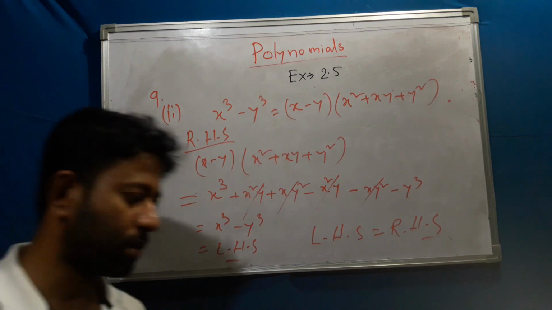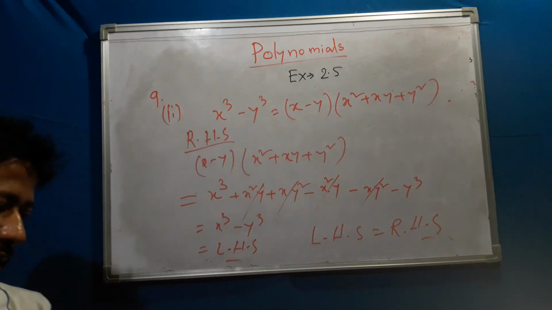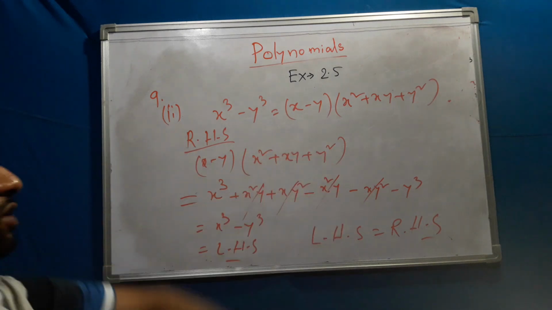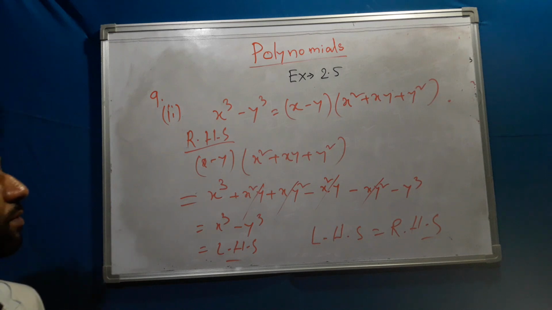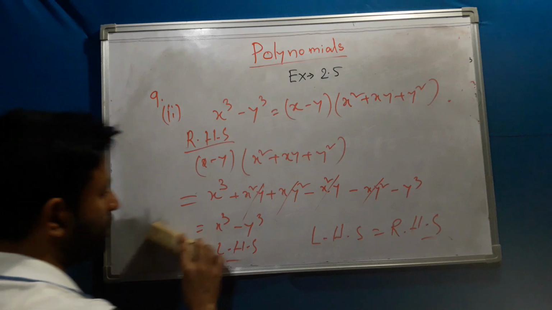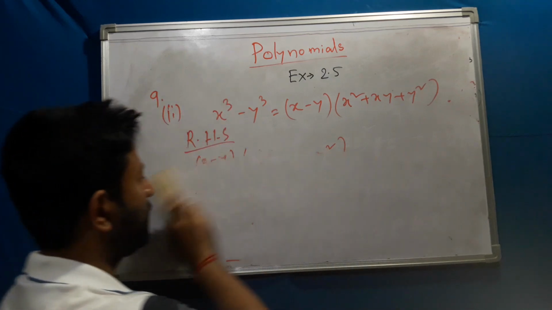In this way I can solve the first question also. That is given x cube plus y cube equal to x plus y into x square. Actually, this is one kind of identity. So this is a reminder also. So in this way I can verify whether these identities are wrong or right.